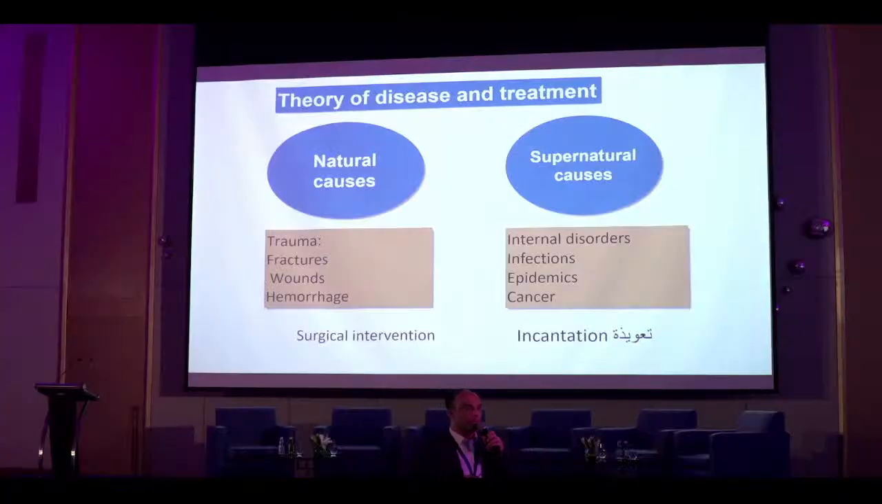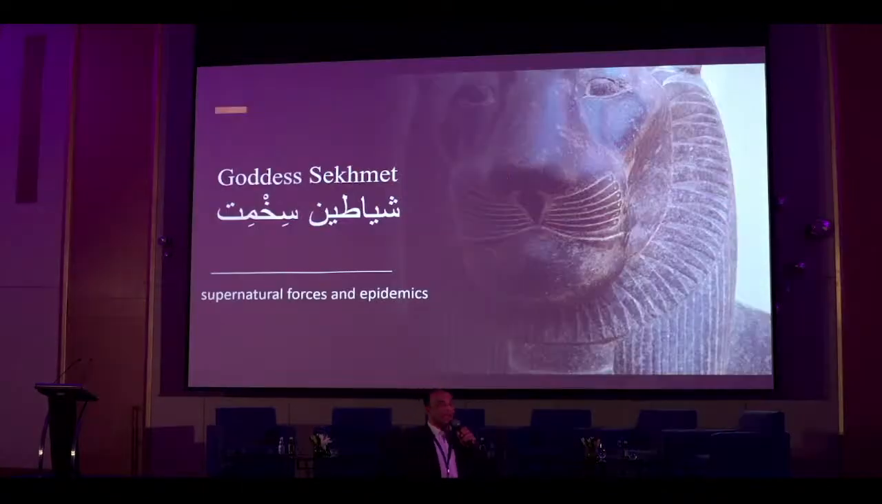As for the theory of disease in ancient Egypt, we had two kinds of diseases. Natural diseases were due to trauma, fractures, and wounds, and ancient Egyptians were very professional in dealing with these natural causes. The problem was with unknown causes of illness, which are internal disorders, infections, and epidemics. In this kind of disease, Egyptians used incantations just to fight, because they didn't know what was happening. And there was a goddess of illness called the goddess Sekhmet, and all incantations communicated with this goddess to fight these diseases.